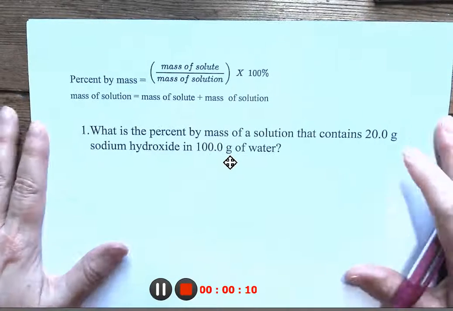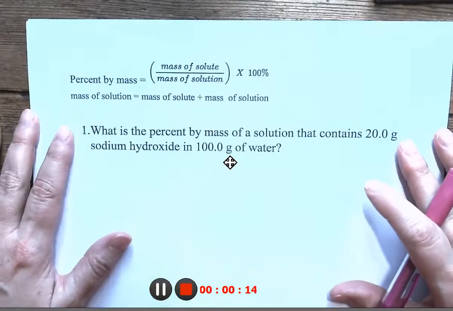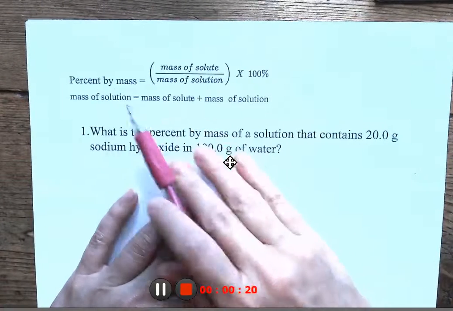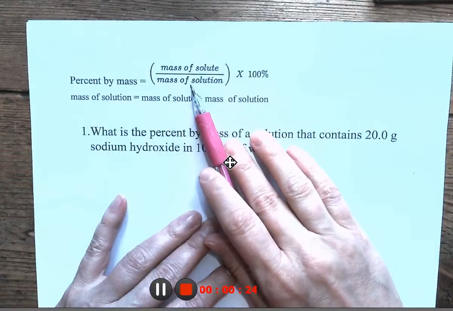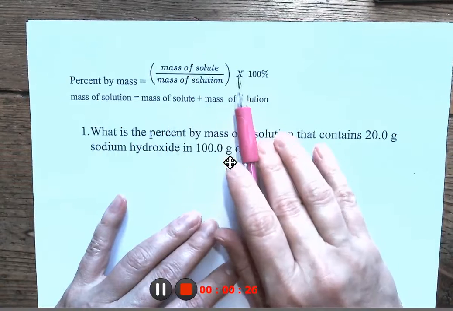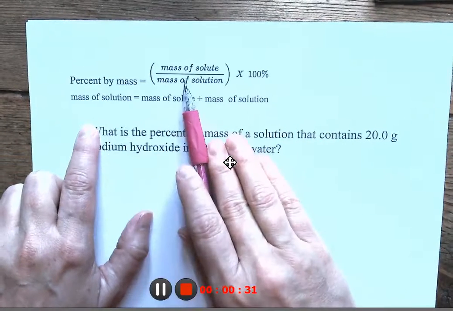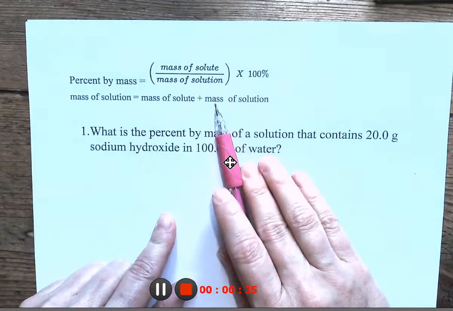Today we're going to talk about concentrations of solutions. There are many types, but I'm only going to cover two: percent by mass and percent by volume. Percent by mass of a solution is equal to the mass of the solute divided by the mass of the solution times 100, where the mass of the solution, the denominator, is equal to the mass of the solute plus the mass of the solvent.